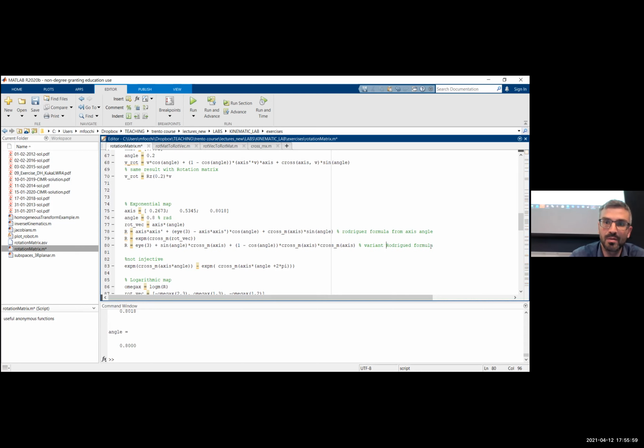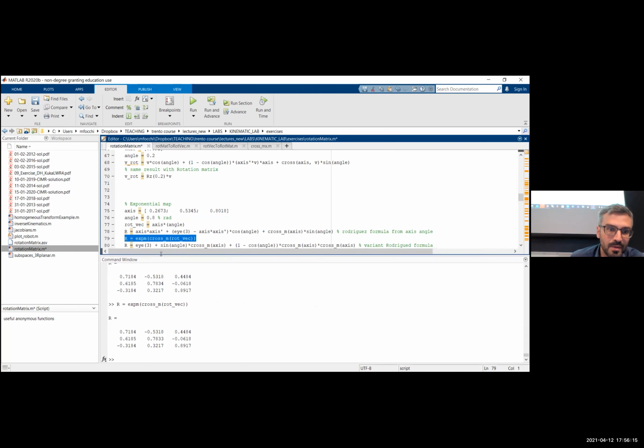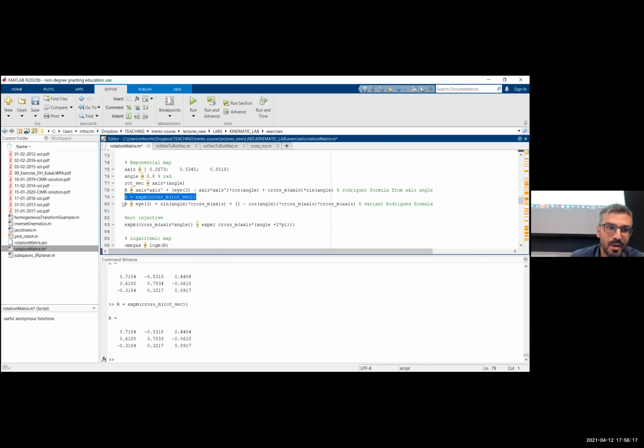Apply this, compute R this way, get this R, we compute this way, we get the same R, and in the third way, again, they are the same.